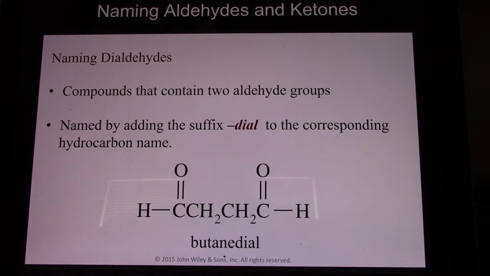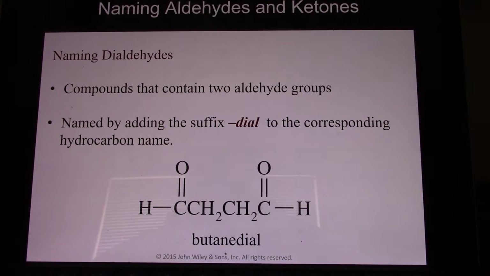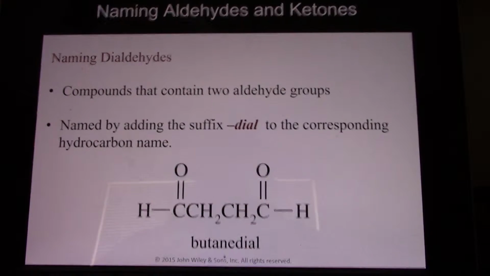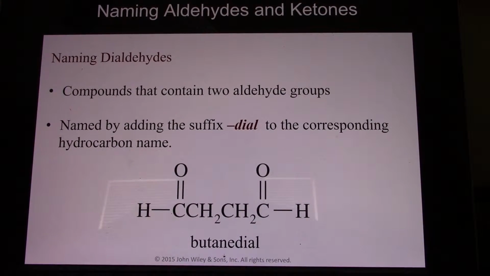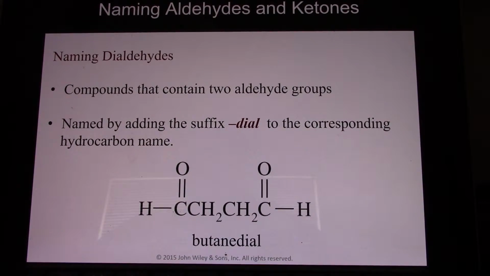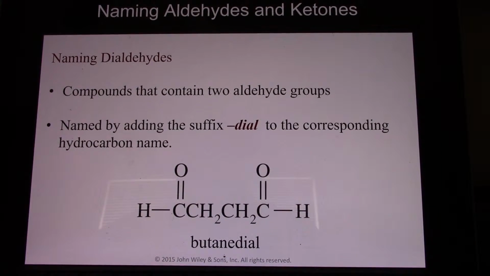Dialdehydes: both ends of the molecule have an aldehyde group, and so we get dial, butanedial. Just like with 2 alcohols, it was a diol, with 2 aldehydes, it's a dial. So butanedial.